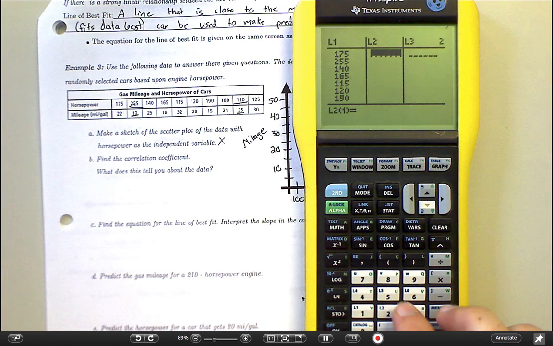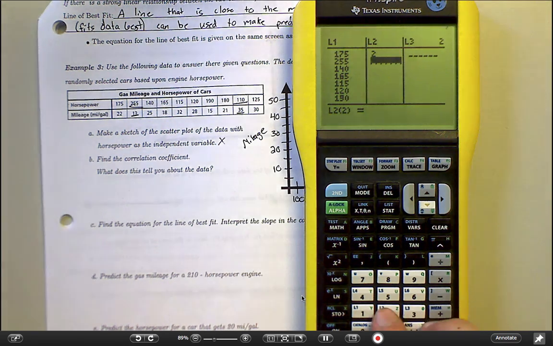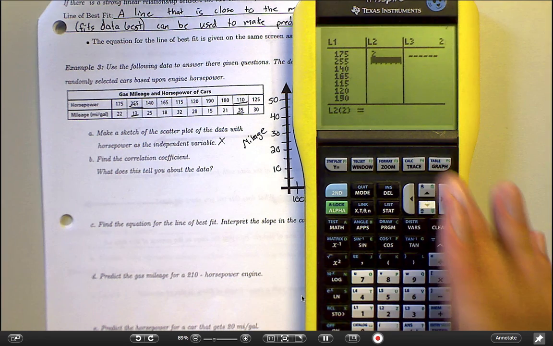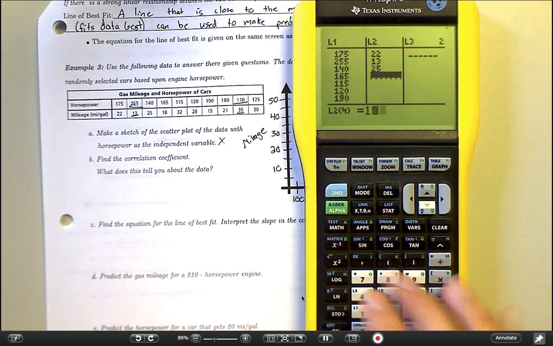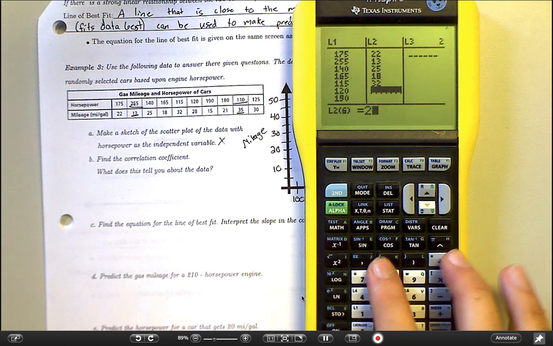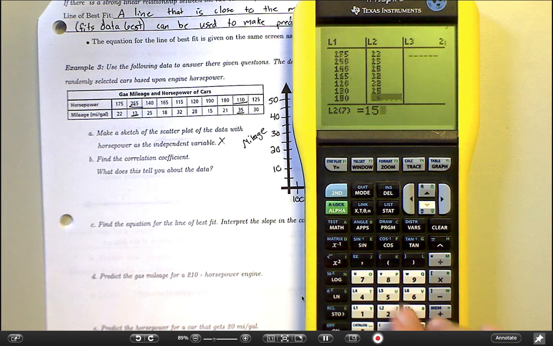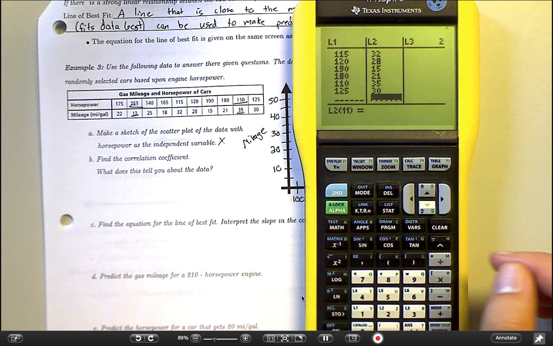Okay, I have to type in my Y's here as well, which are my mileage. So I have, oh, you can even see there I only used one, 22, 13, 25, 18, 22, 28, 15, 21, 35, and 30. Okay, so that gets us all of our data.